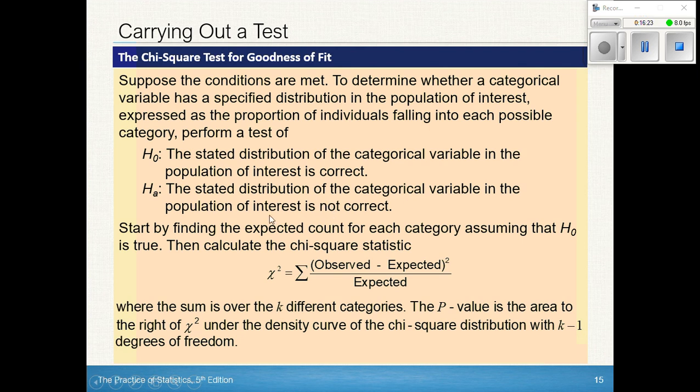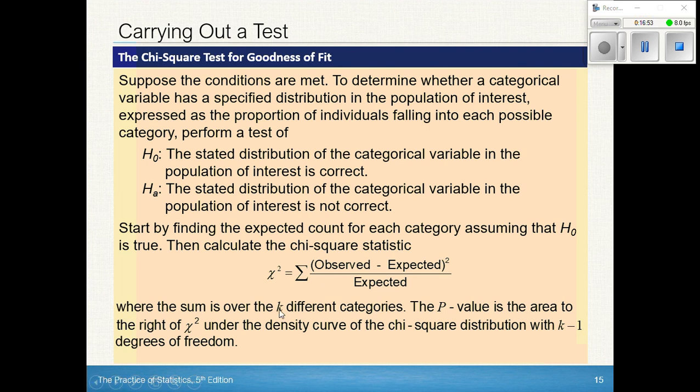I usually use ditto marks on HA and then put a capital NOT in there and underline it so it's real clear which one is correct, and the HA is that it's not correct. Then we're going to find the expected counts for each category, the percentages that I got multiplied by the sample size. And then I calculate the test statistic with this formula, observed minus expected squared over expected.